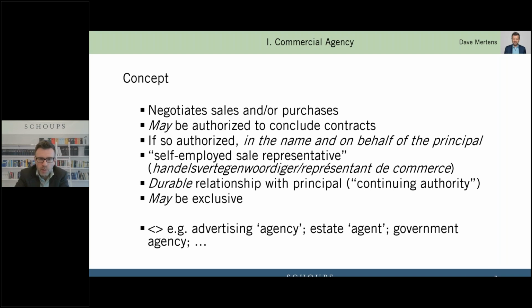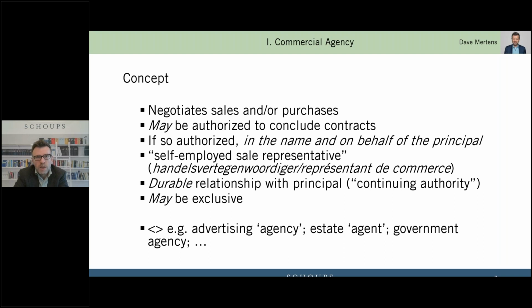Exclusive or not, that's the next point. You may want to decide to appoint your agent as an exclusive agent, by which I mean a dedicated territory. You may say that, well, you're an exclusive agent for Flanders, and non-exclusive for other territories, whatever you want. That's all contractual freedom, but it's something you need to think about. Do you want your agent, or do you as an agent want, to be exclusive? Yes or no? Which territory, under which circumstances?